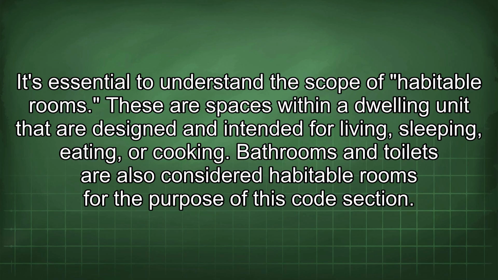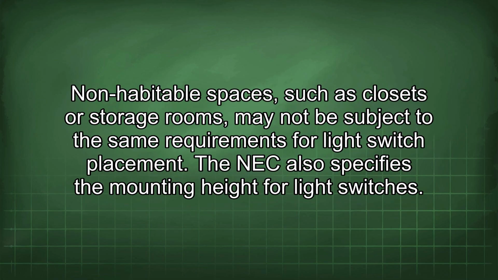It's essential to understand the scope of habitable rooms. These are spaces within a dwelling unit that are designed and intended for living, sleeping, eating, or cooking. Bathrooms and toilets are also considered habitable rooms for the purpose of this code section. Non-habitable spaces, such as closets or storage rooms, may not be subject to the same requirements for light switch placement.